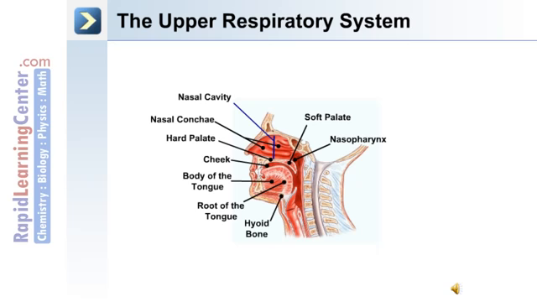A key bone in this area is the hyoid bone, and it's attached to the larynx. The oral pharynx is at the back of the mouth, and the epiglottis closes the glottis during swallowing to protect the airway.